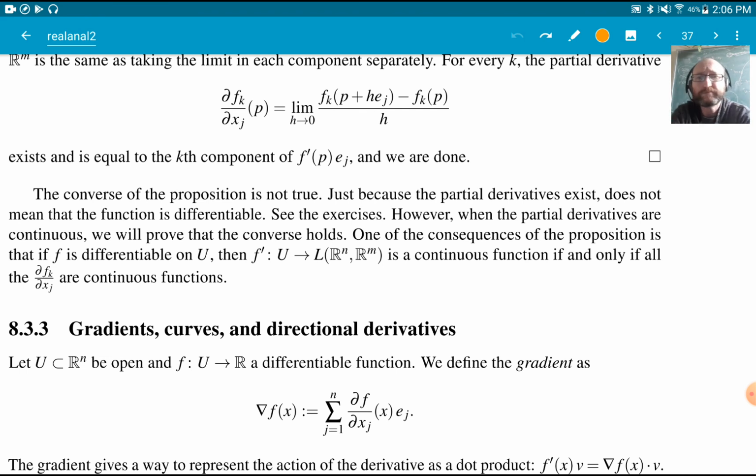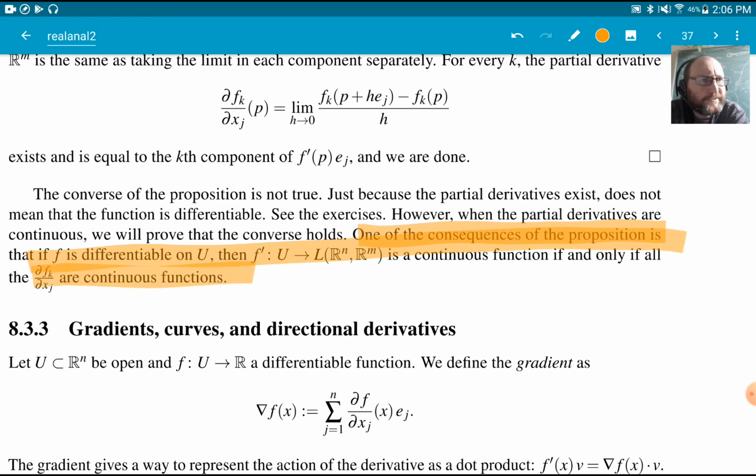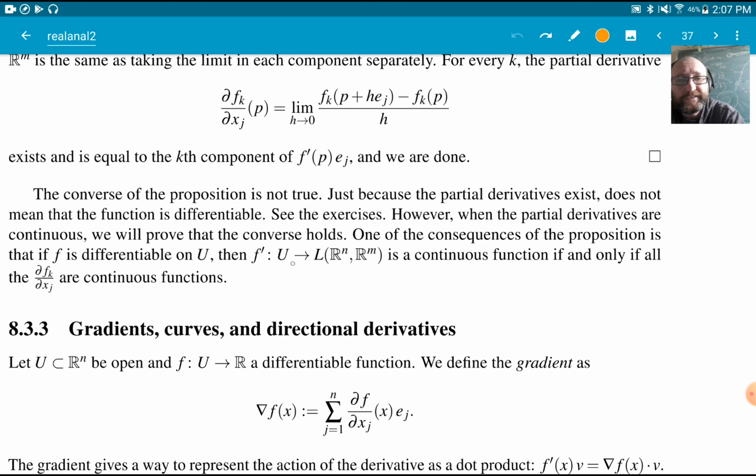So let's essentially end it here. By the way, I should say this is one of the consequences of the thing that we just proved. We will be interested in things that have a continuous derivative. Now, the derivative is a function from the domain into the set of linear operators from R^n to R^m, if it's a function from R^n to R^m.